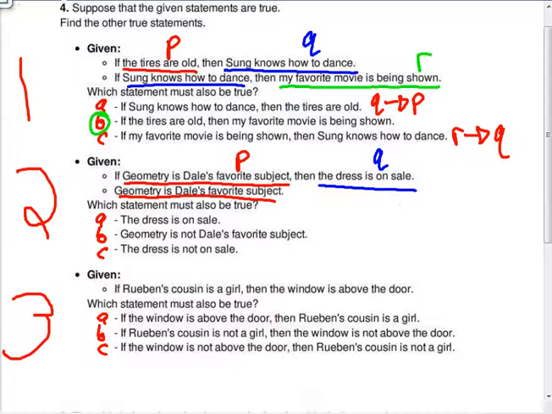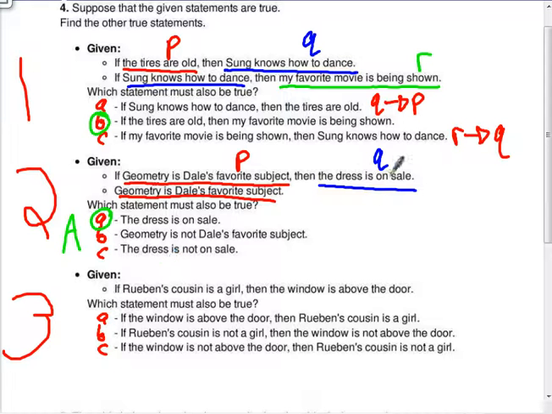We're not going to negate it because this was given information, meaning it's true. You can't negate it and say it's true because then it would be false if you negated it. And then finally, the dress is not on sale. That's negating the conclusion, and that's not what the law of detachment tells us to do. So go ahead and try the last one if you haven't done so already.